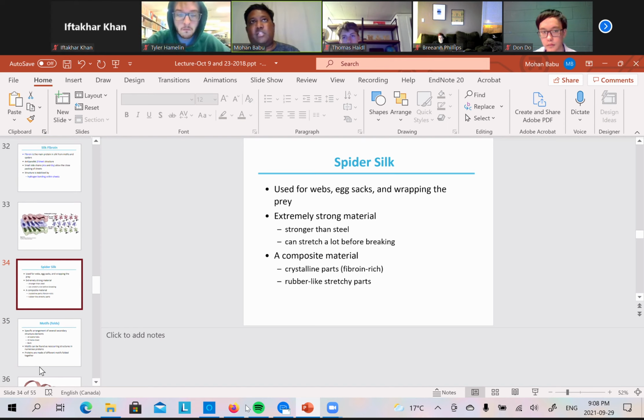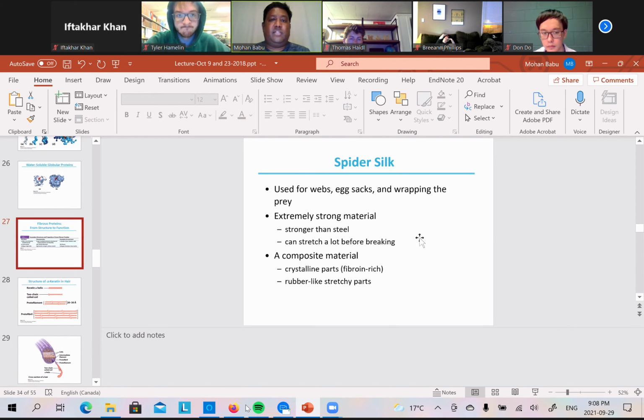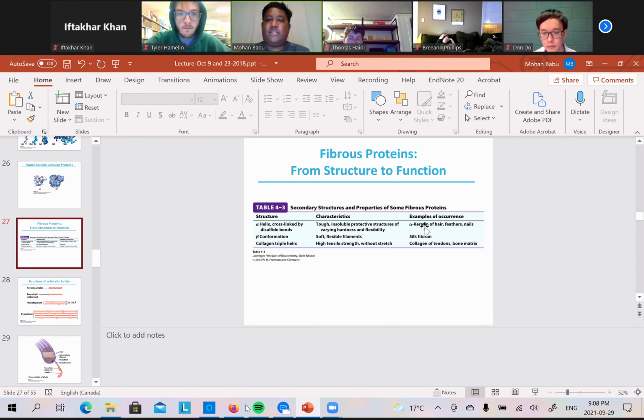this spider silk is also another example of a fibroin. These are fibroin-rich materials, and these are stretchy materials, and usually they are very strong. Okay, and so these are different examples of fibrous proteins. Okay, fibrous proteins, and we talked about all these fibrous proteins here. So we talked about keratin, we talked about silk fibroin, we talked about collagen. These are different examples here.